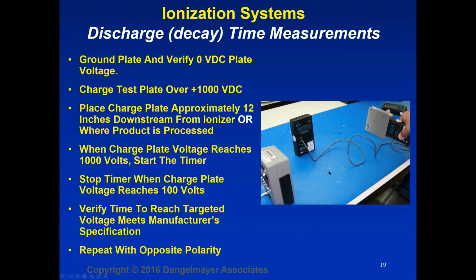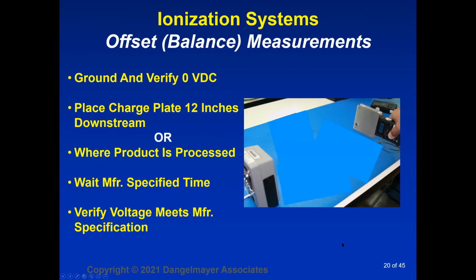And then repeat the same measurement, charging the plate to minus 1,000 volts. So charge to 1,000 volts, place it in front of the ionizer, and watch the discharge from 1,000 to 100 volts.